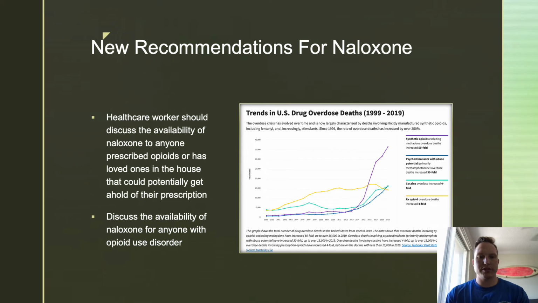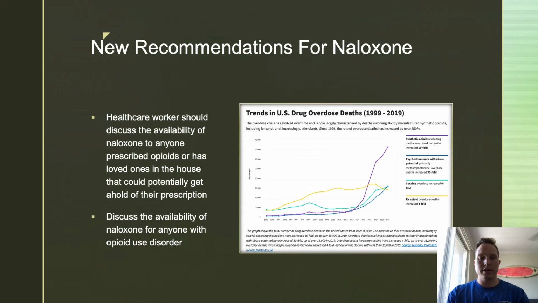And these are new recommendations for naloxone. Basically it goes over that if you're a healthcare worker working with patients who are prescribed opioids, it's good to let them know the availability of naloxone, or even what naloxone is, so they have the opportunity to have it. Especially if you're working with anyone that has opioid use disorder, or even if you're not a healthcare worker, like if you have friends or family that use opioids, this is a good discussion to have.